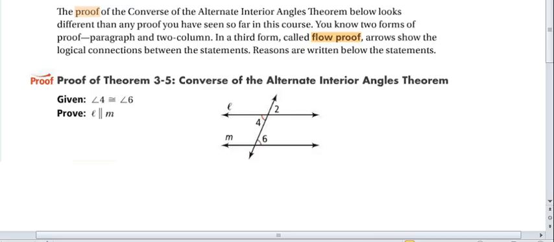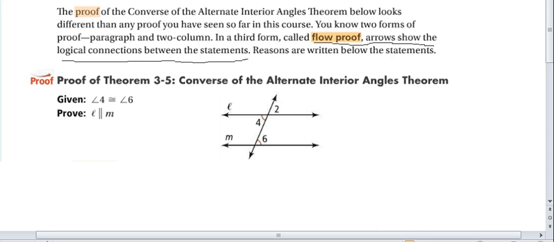Alright, and the last thing that we have here is the proof of the converse of alternate interior angles. When we are proving our converse, it sometimes can look different than the other proofs that we have. So far we have had proofs mostly in the two-column form. We also talked about how we can have proofs in paragraph form, which is not as neat as the two-column. But a third proof that we can have is called a flow proof. So all you need to write down right here is: flow proof, arrows that show logical connections between the statements.